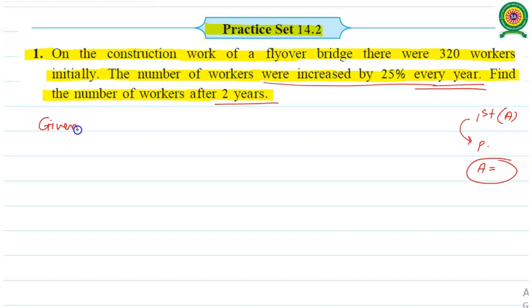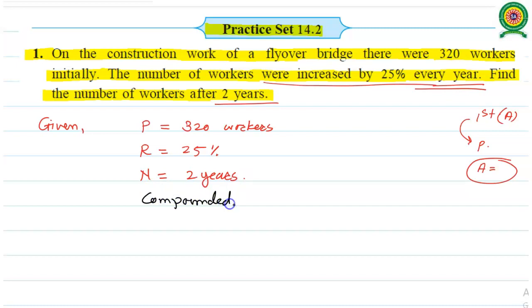So the given data I am writing here: the total number of workers at the start, that is the principal amount, is 320 workers. The rate of increase of workers per year is 25% per annum. Total number of years is 2 years. So since it is compounded annually, we have to use the formula for compound interest.